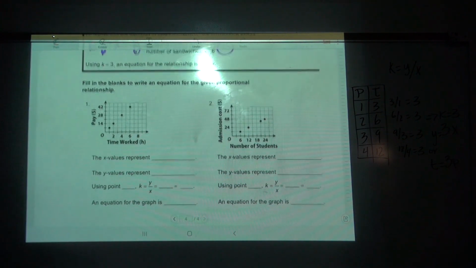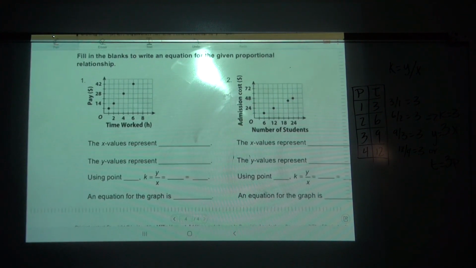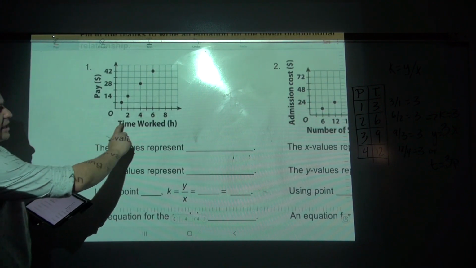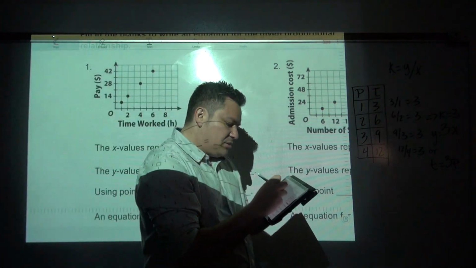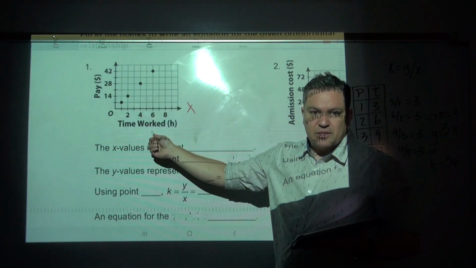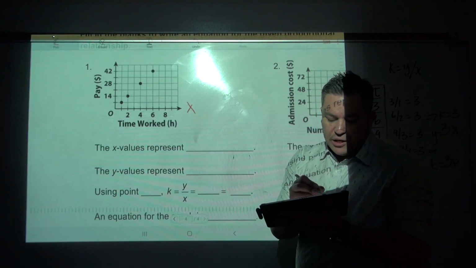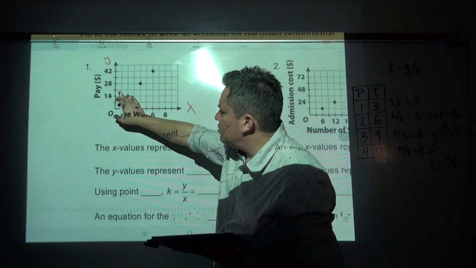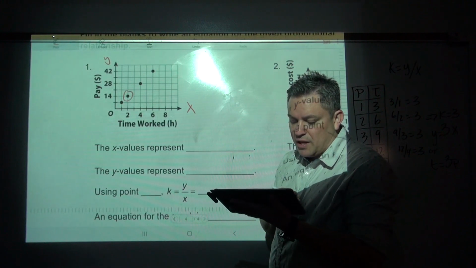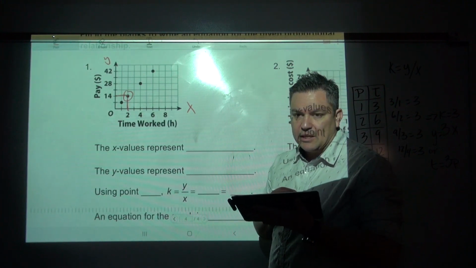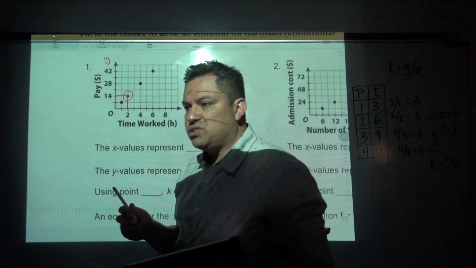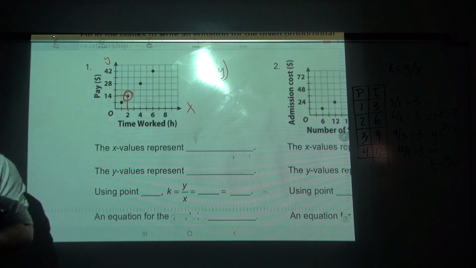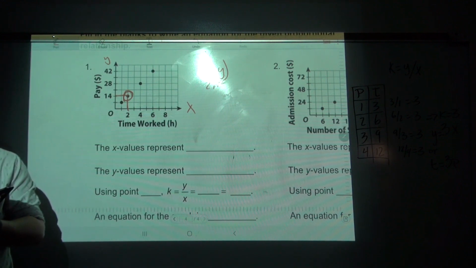It says, fill in the blanks to write the equation of the given proportional relationship. So we look at this graph right here, and the x-axis is the time worked. How many hours they work, compared to the y-axis, how much money they make, right? So I know, looking at this first coordinate given to us, if I connect it, I got the points. How do you read them first? It has to be x comma y. So how would I write this point? 2 comma 14. Very good.